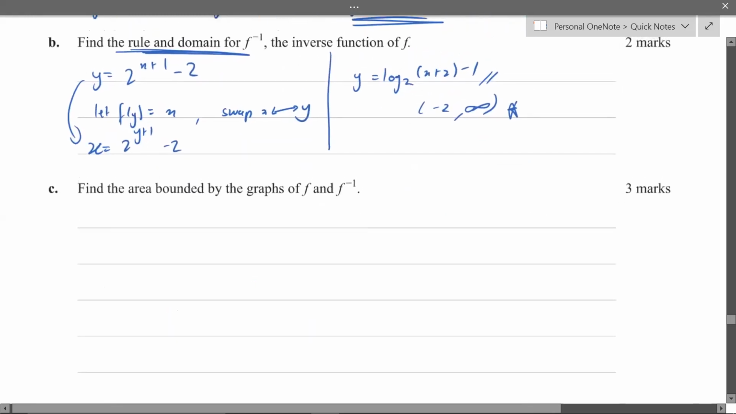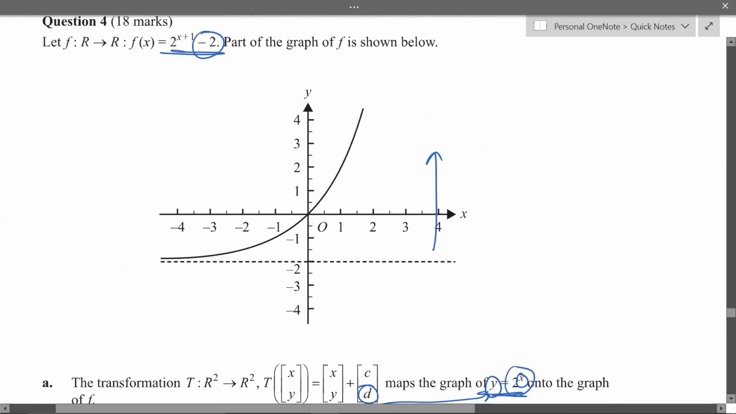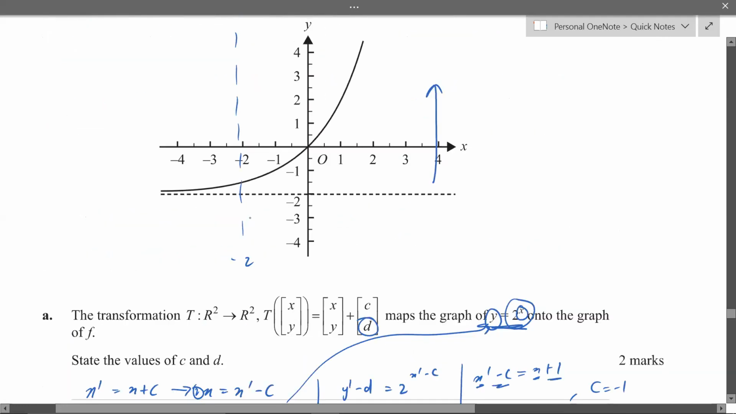Find the area between the graphs of f and f inverse. So f inverse looks kind of like, let's just draw it. Oh no, actually, I think it's on the next page. Yeah, okay, I'll draw that. So it looks like this.